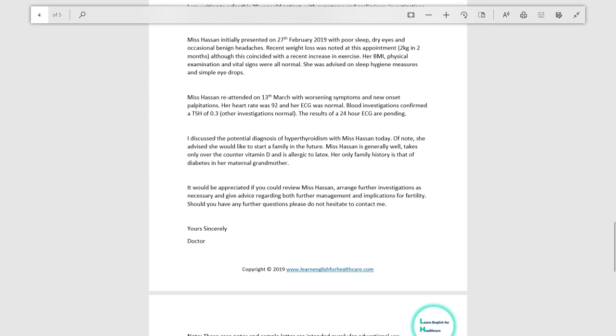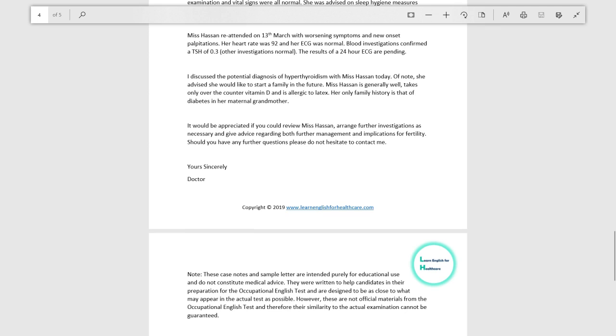This is an example, as I was saying, that the framework I'm proposing is flexible and should be changed based on the specific letter. Finally, my recommendations. It would be appreciated if you could review Ms. Hassan, arrange further investigations as necessary, and give advice regarding both further management and implications for fertility. Should you have any further questions, please don't hesitate to contact me. Yours sincerely, Dr. Here I have stated exactly what I wish the recipient to do with the information in my letter.